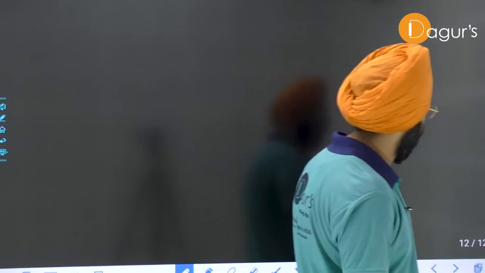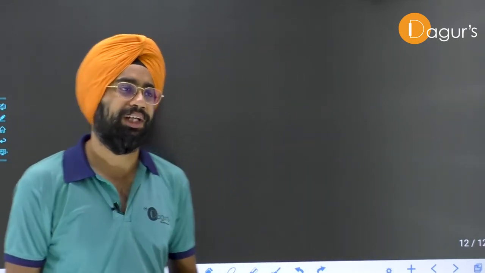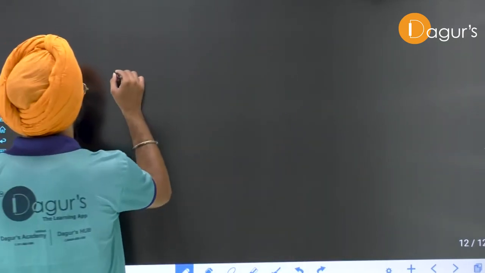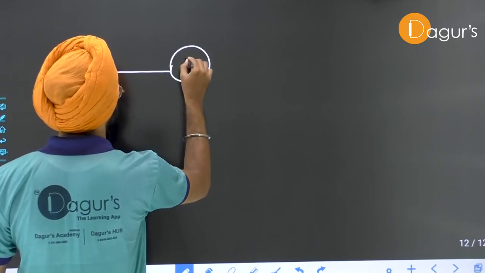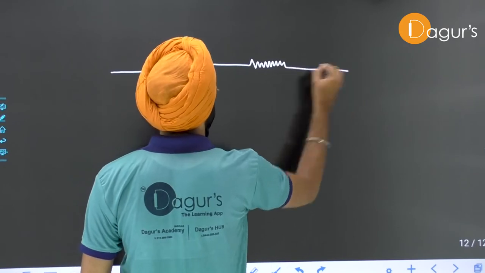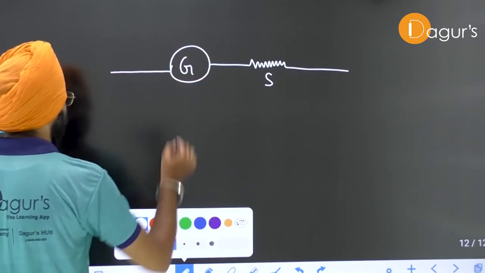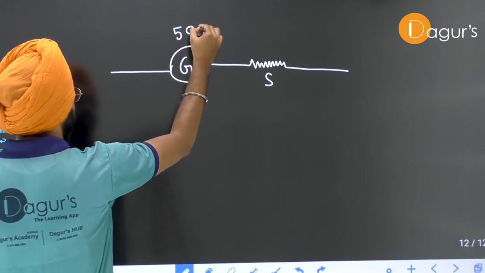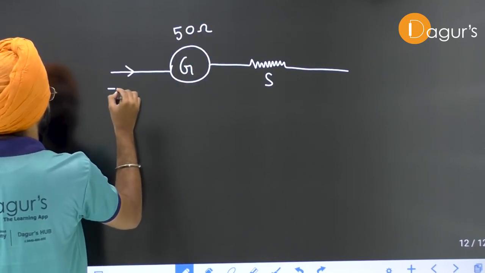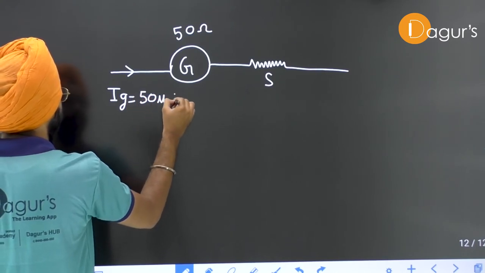What happens when we make a voltmeter by using a galvanometer? We connect a resistance in series with the galvanometer. So, if this is a galvanometer, what are we doing? We are connecting a resistance in series with this galvanometer. Now, the resistance of this galvanometer is 50 ohm, and the current passing through it, Ig, is 50 microampere.